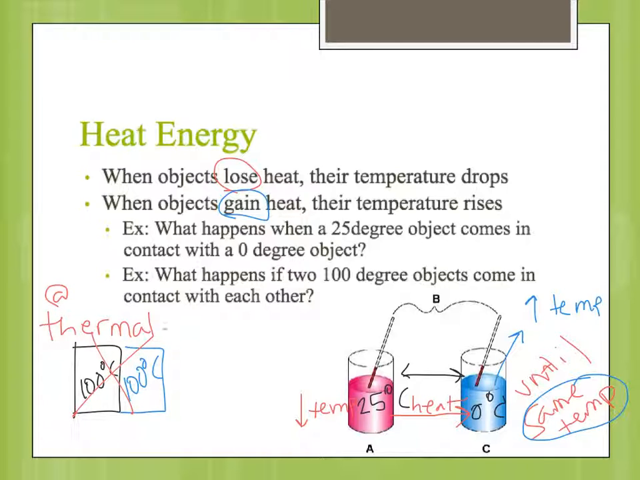So they're at thermal equilibrium, so no heat flow is going to happen in this particular example, because they're both at the same temperature. They're both at thermal equilibrium. And once two objects reach thermal equilibrium, there's no more flow of energy.